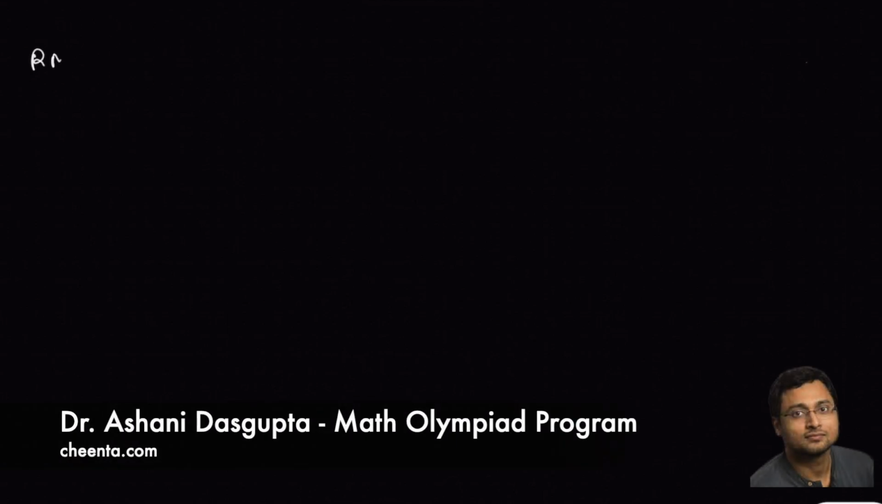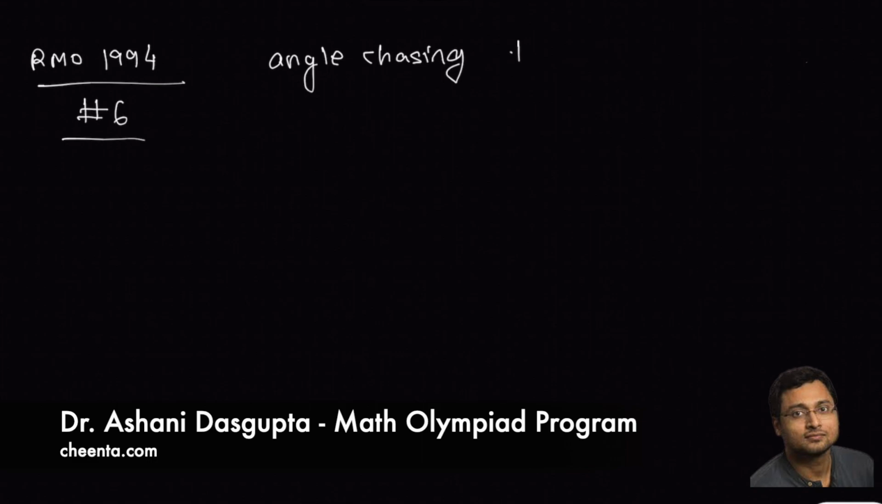This is a very beautiful problem from RMO 1994, the Regional Mathematics Olympiad of India. Problem number 6. It can be done simply by using angle chasing and a property that is sometimes missed out by beginner problem solvers, which I call perpendicularity. It's a very simple idea. It's sort of a heuristic observation. I'll tell you what that means, okay?